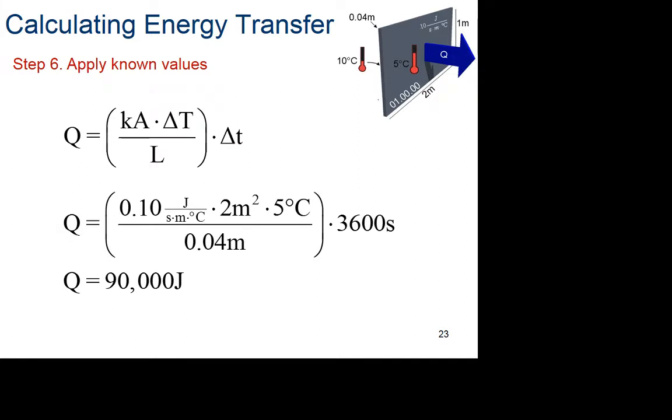So they're going to show you the combined version. So K is 0.1. The area is 2. The change in temperature is 5. The thickness is 0.04, and the amount of time is 3,600 seconds, and that works out to be 90,000 joules. So we're going to do one like that in class.